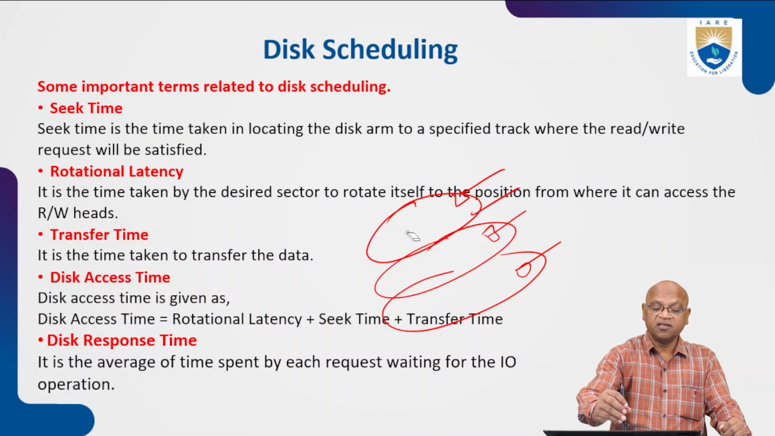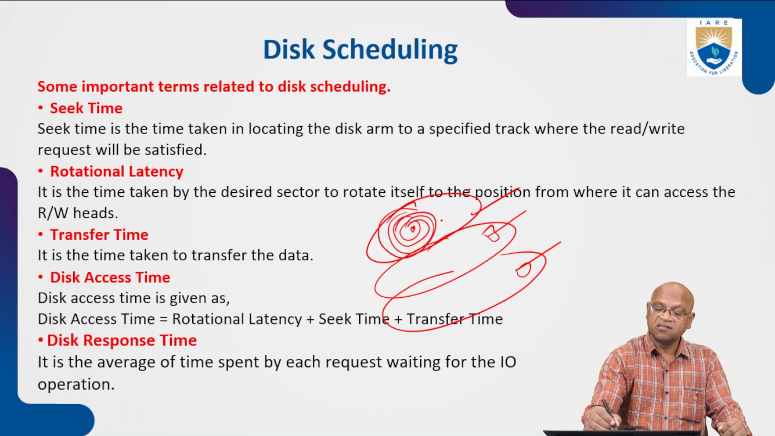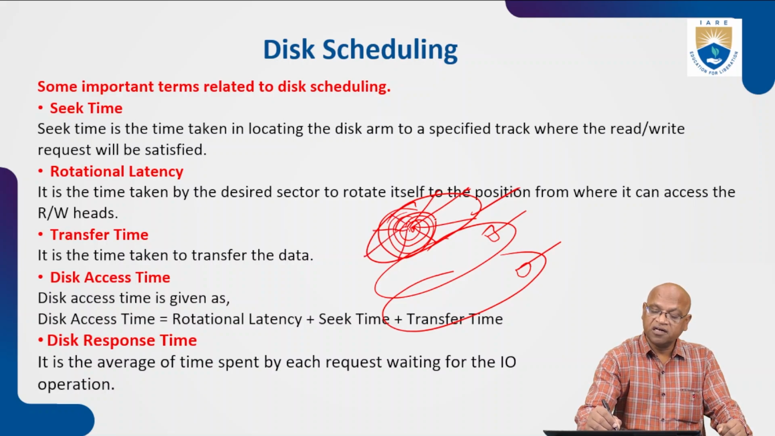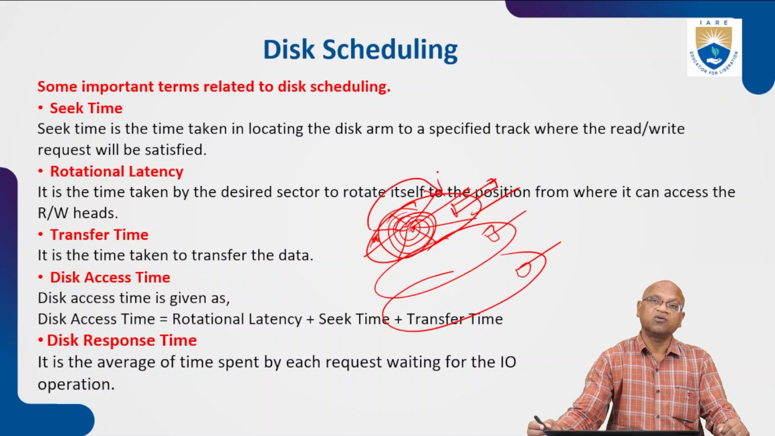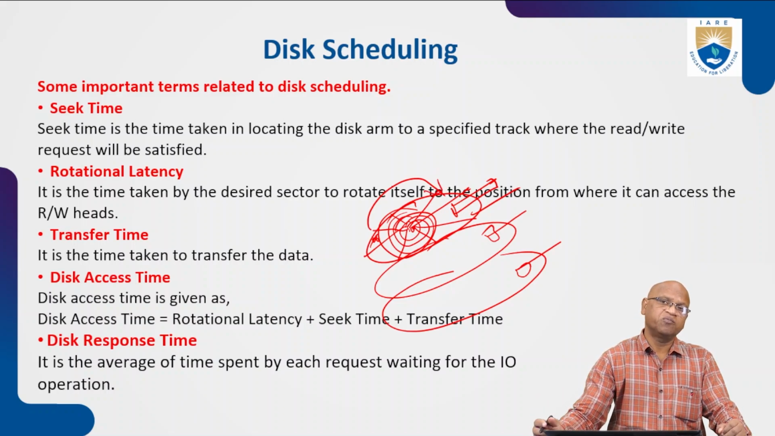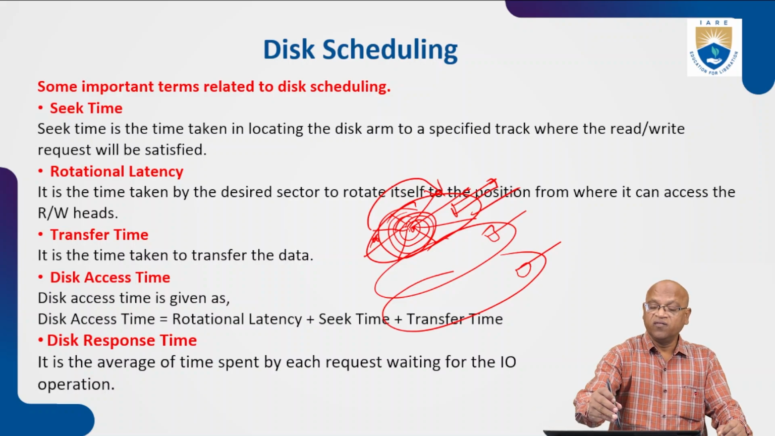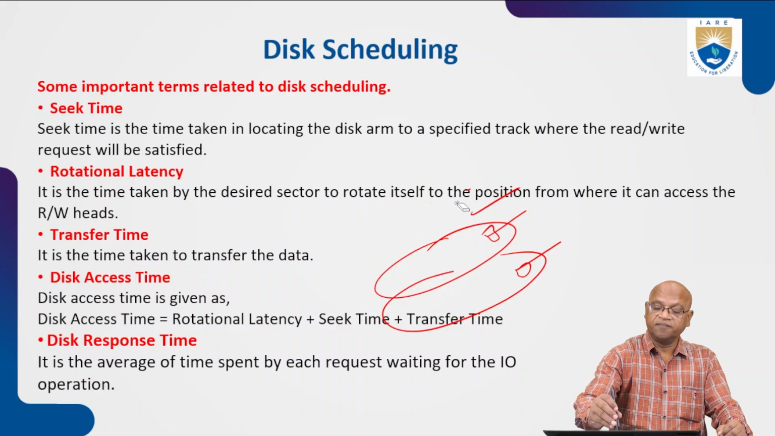It is almost the time taken by the desired sector, where our file is saved, as we have already discussed. This is our CD, and there will be tracks and sectors, and in some sector our data is written. That will be positioned under the read and write head. Suppose our file is here and the read and write head is here. Then the disk will be rotated to that particular position, so that the sector is positioned under the read and write head, and we can read our data from the disk.